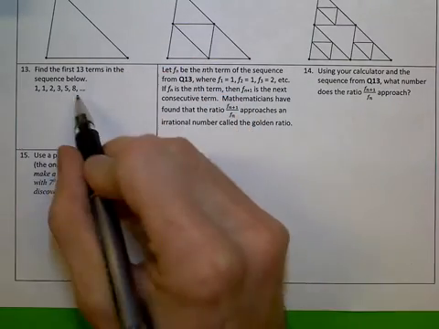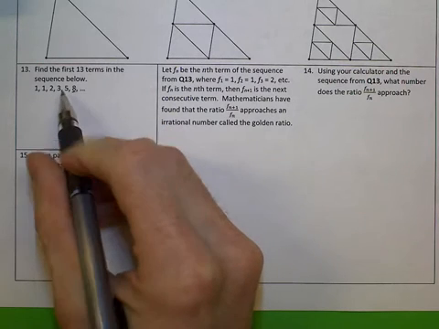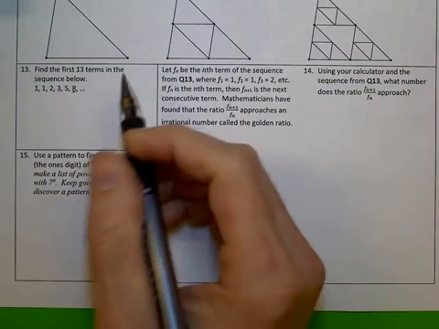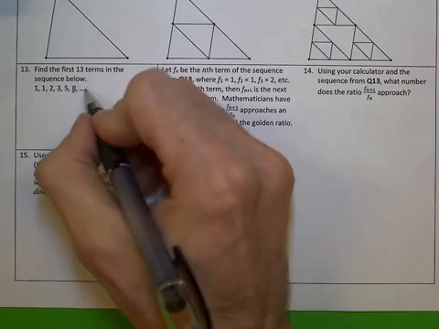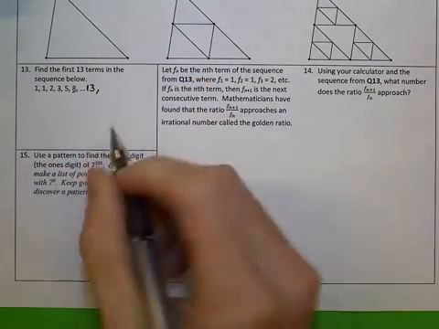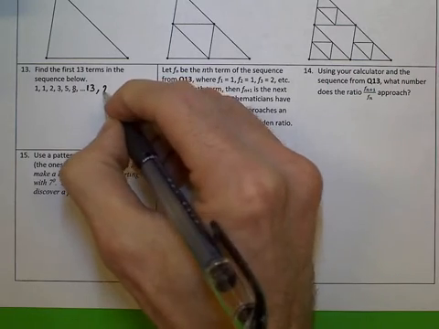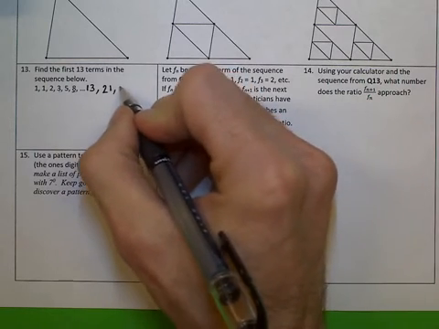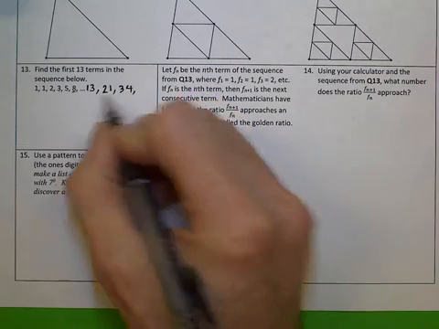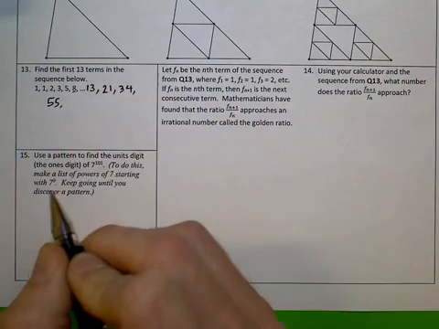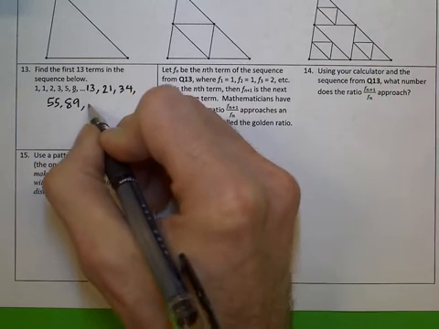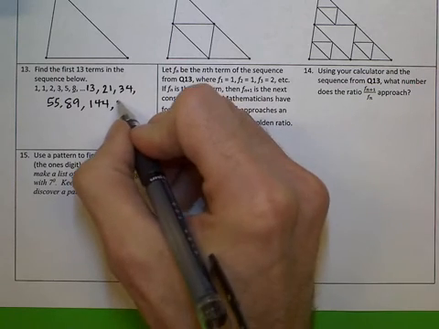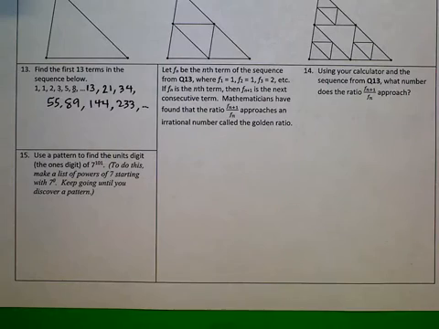Okay, and so the pattern here is to get each number, like this 8 comes from adding the 2 up before it. 3 plus 5 gives us that 8. So, to get the next one, I'm just going to add 5 plus 8 to get 13. And then 8 plus 13 gives me 21. 13 plus 21 gives me 34. Next one's going to be 55, 89, 144, and then I wanted 13 terms, so the next one's the 13th one, 233. Of course it keeps on going, but that's as far as we need to go.